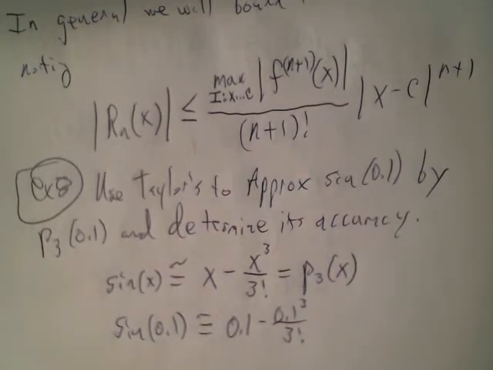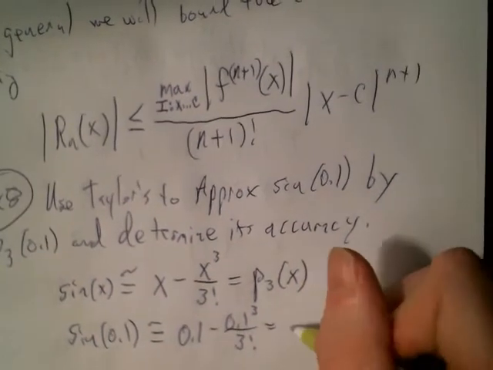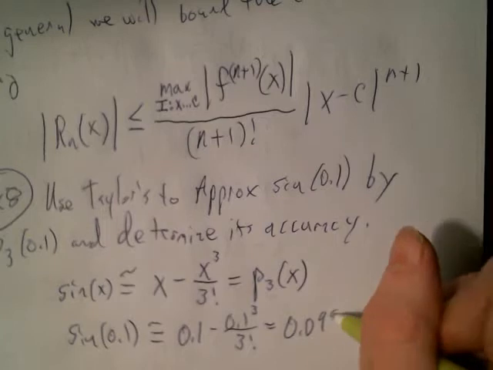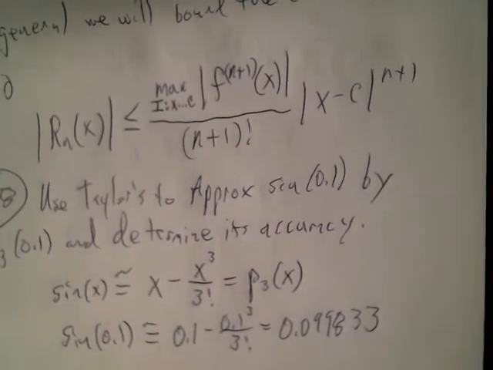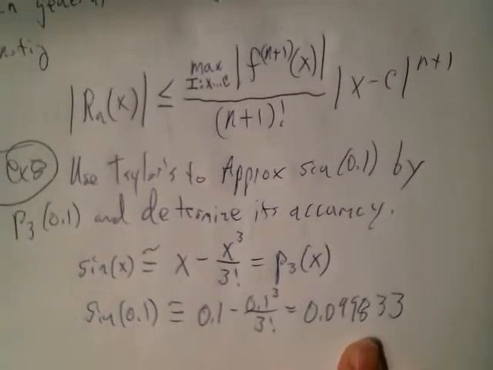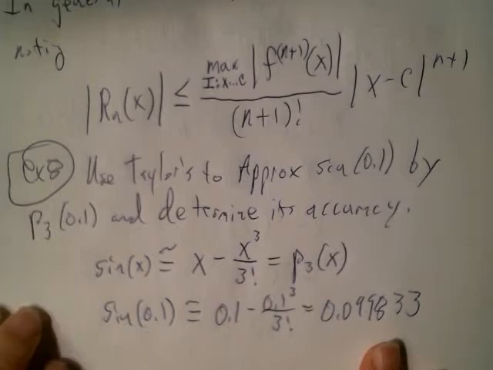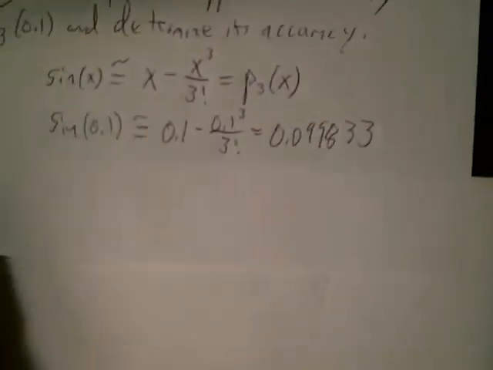You can put that into your calculator, or you can do this by hand, really. But I'm getting 0.0998333. So we're approximating sine of 0.1 with this number. We want to know how good of an approximation that is, so we go back to this Taylor's remainder theorem and play around with that.